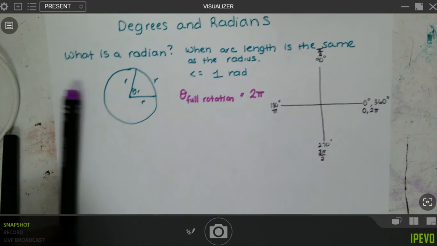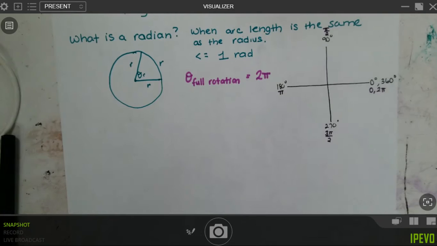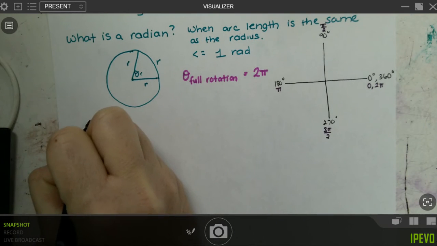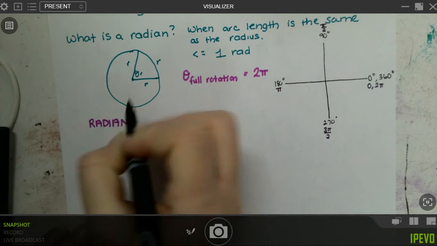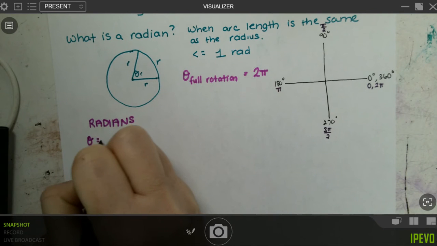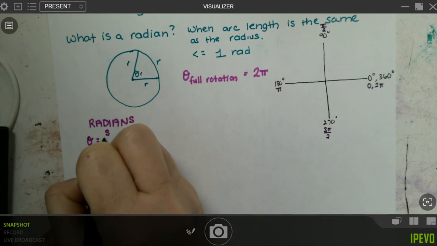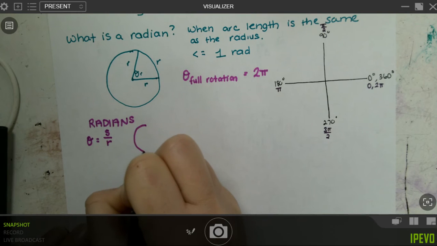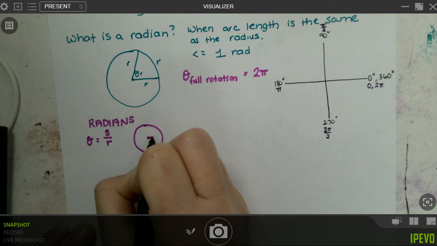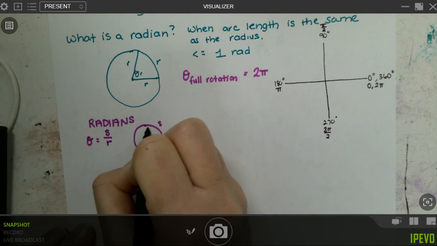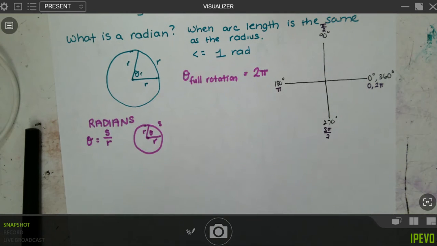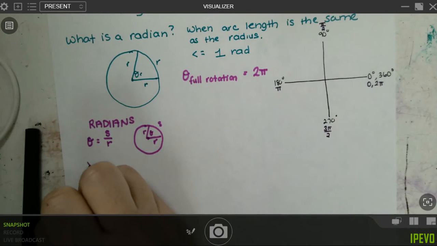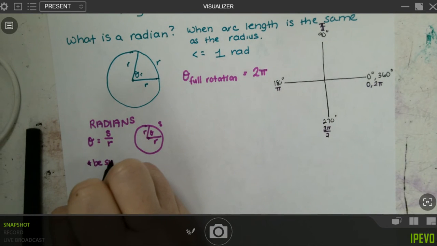And one more little piece before I show you how to use some of this stuff is to find the measure in radians. For a radian, the angle is equal to the arc length over the radius. So this formula will tell us how much of a radian we have. All right, and you have to be sure that your units are the same.